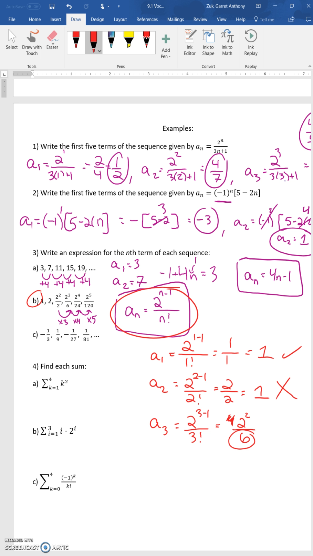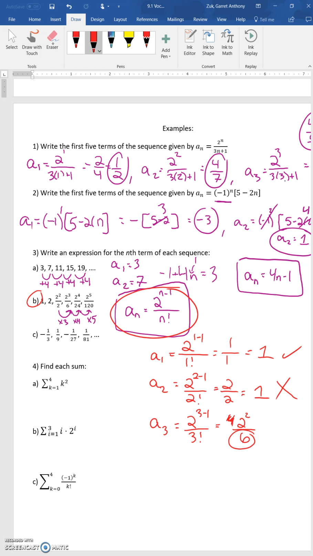Now our second one would become 1 factorial, which is 1. So our final answer would be 2 over 1, which is 2. Now that matches like it's supposed to. And we can keep working; we're going to see that is actually the rule we're supposed to have.